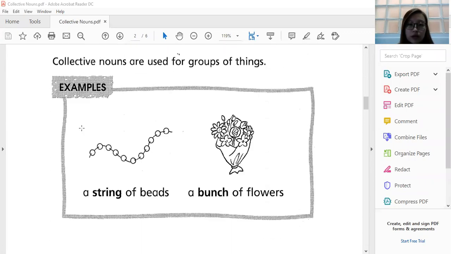Moving on, we have collective nouns being used for groups of things. If you have more than one bead, we can use it in a group. We can say a string of beads. Same thing here, we realize that the beads will be more than one, so we need to have S. Then we have a bunch of flowers. More than one flower, same thing with S. Then we'll use a bunch.